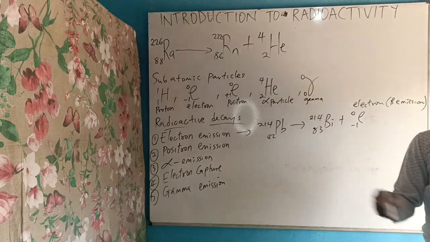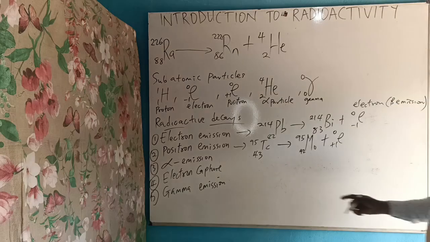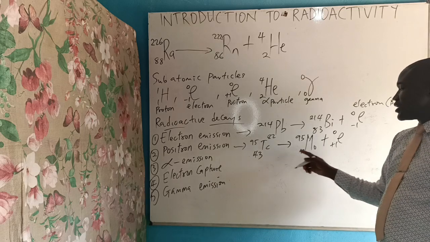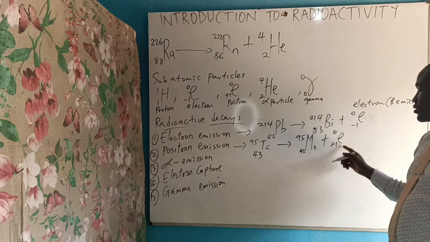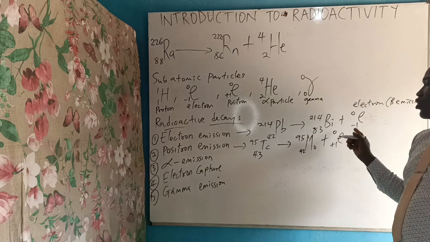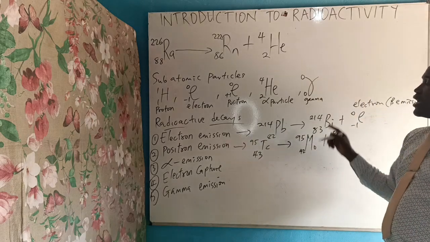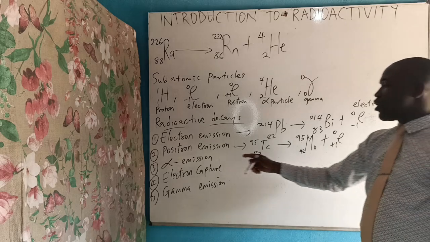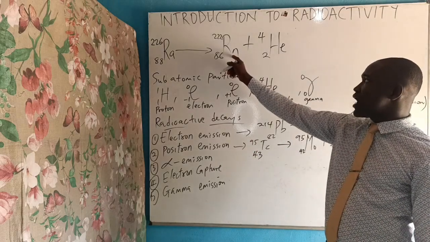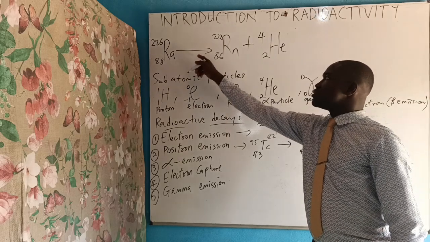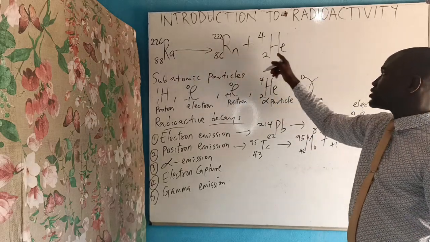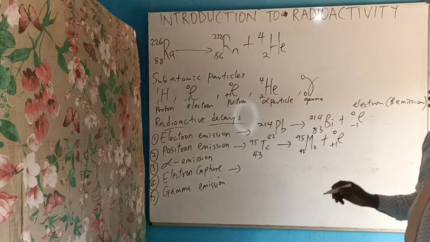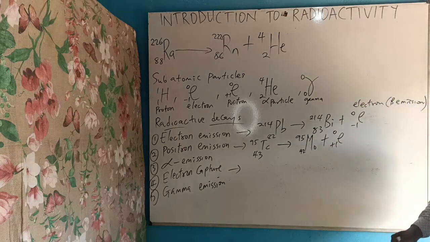Then for positron emission, we say that when technetium, mass number 95, atomic number 43, disintegrates to form molybdenum plus a positron being emitted, you call it positron emission. So whenever a radioactive element disintegrates to release a positron, you call it positron emission. For alpha emission, a typical example is when radium disintegrates to radon plus an alpha particle. You call it alpha emission.